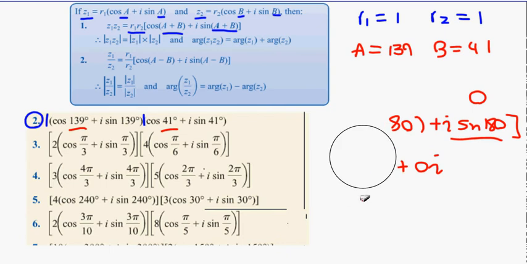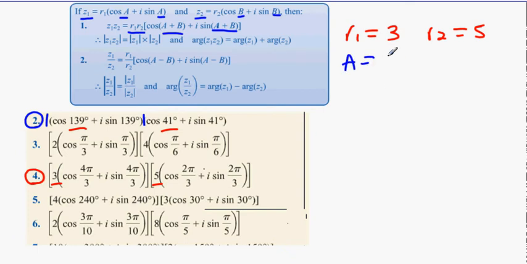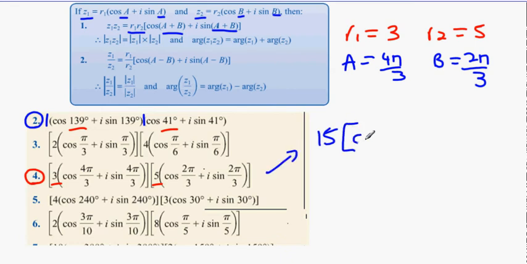Now, for question 4, we can once again make a list. R1 is 3, R2 is 5, then we have A is 4 pi over 3, and B is 2 pi over 3. Now first of all, it's going to be R1 by R2, which is 15, and then it's going to be bracket cos(A plus B).